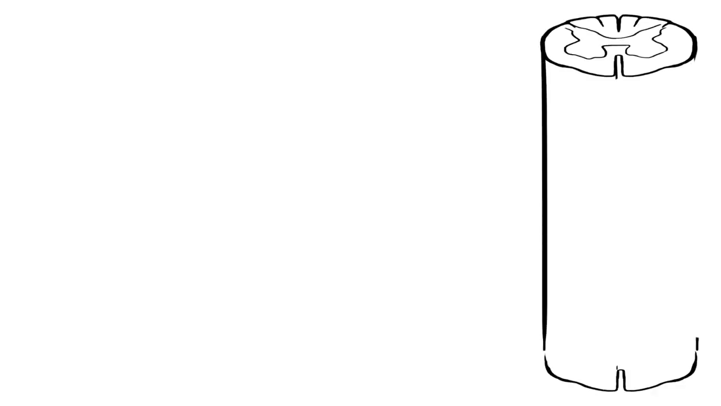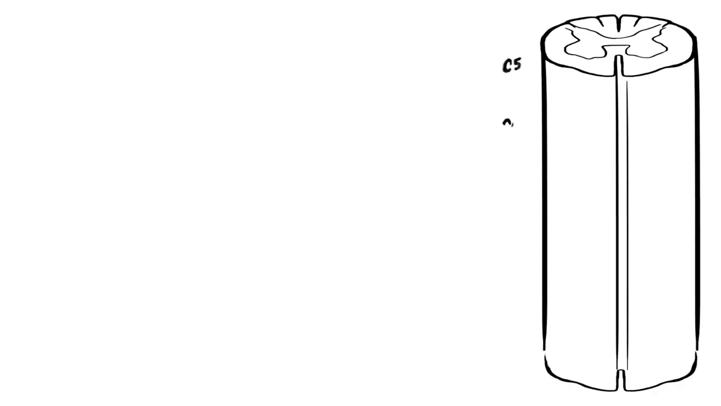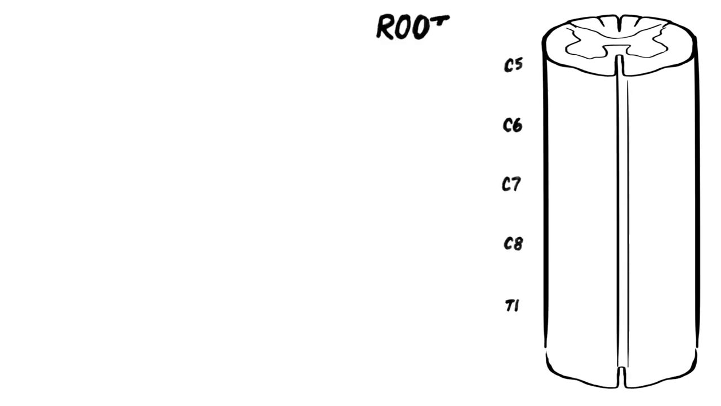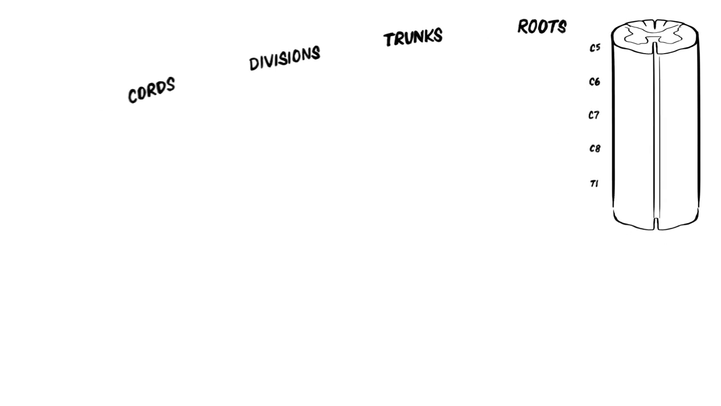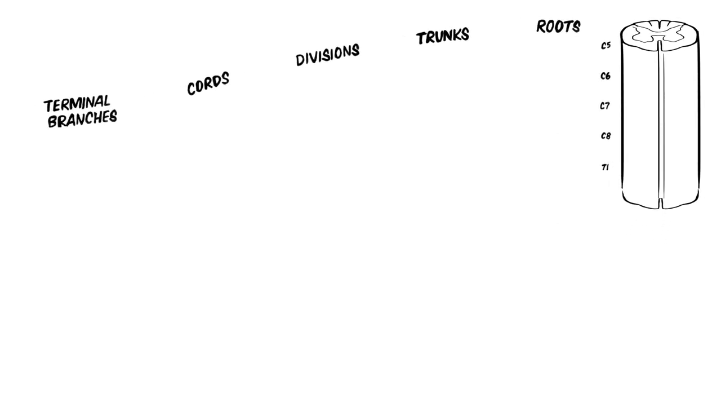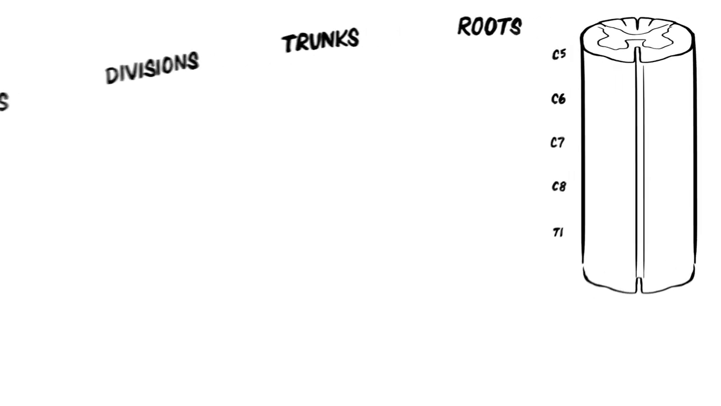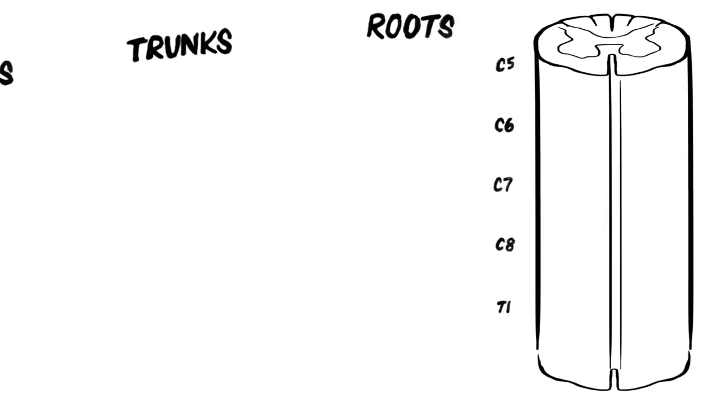Specifically, the brachial plexus contains motor and sensory fibers from spinal segment C5 to T1. Fibers from these spinal segments mix together and then segregate as they form first roots, then trunks, then divisions, then cords, and finally terminal branches. Let's look at how these different parts of the brachial plexus are formed.